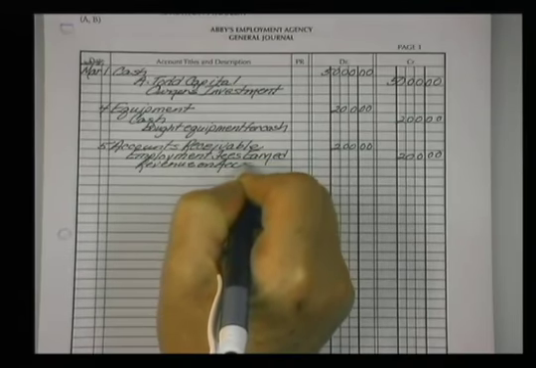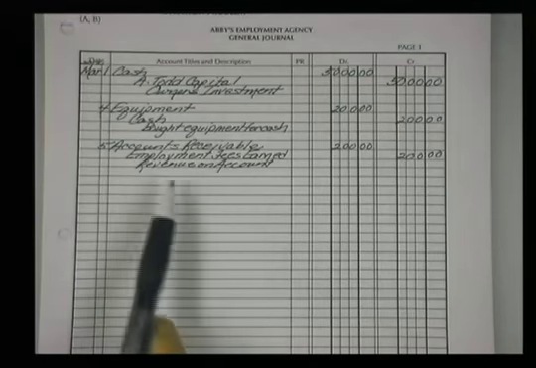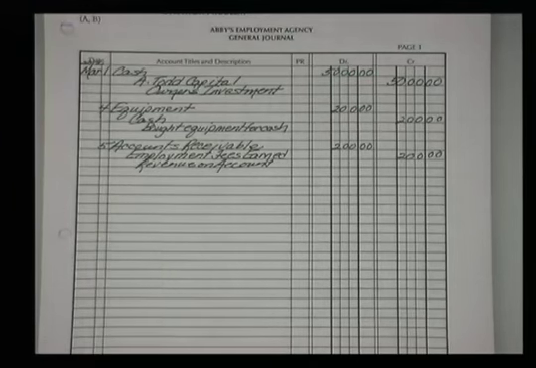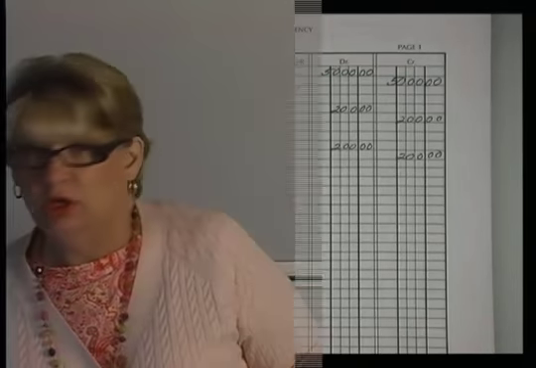Now these explanations just have to be short. They are not a complete sentence, but enough information to tell us what happened in the transaction. So I want you to go through the rest of the demonstration exercise transactions, put them in the general journal. This way you will have a better idea of how to do the problems in the homework and also on the written test.